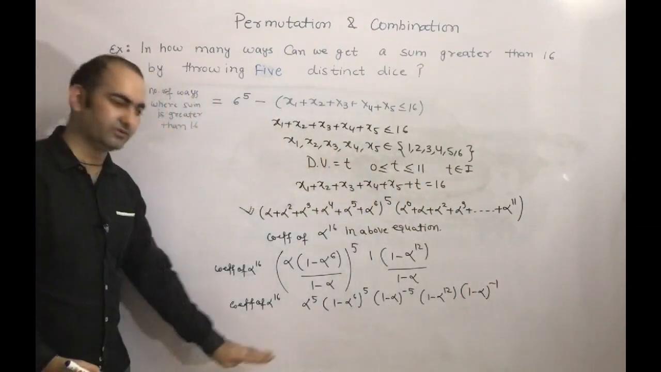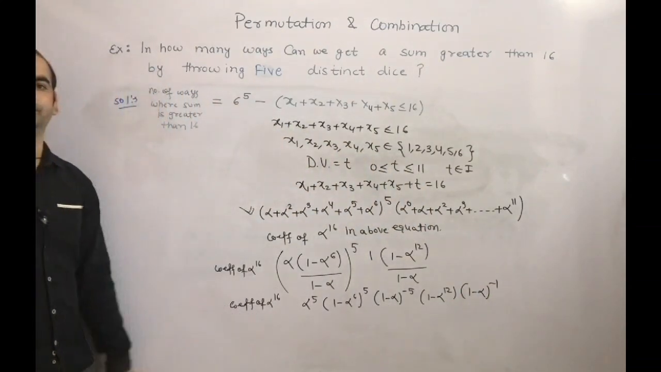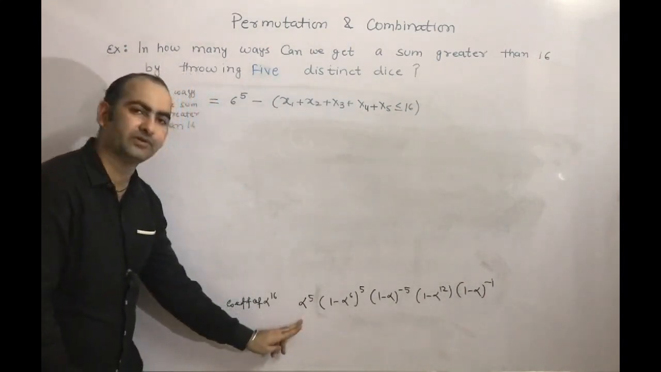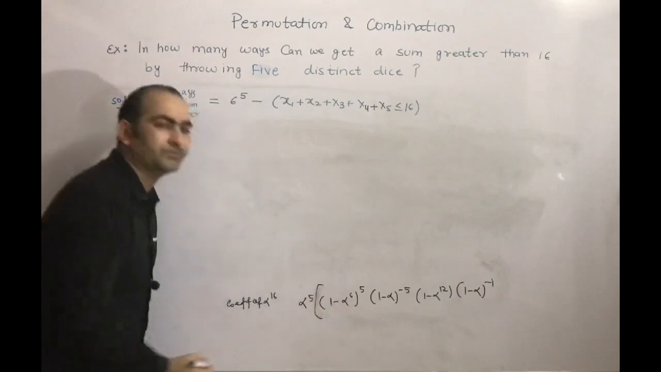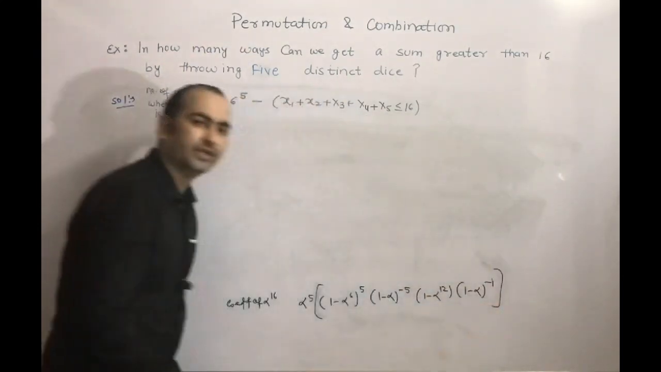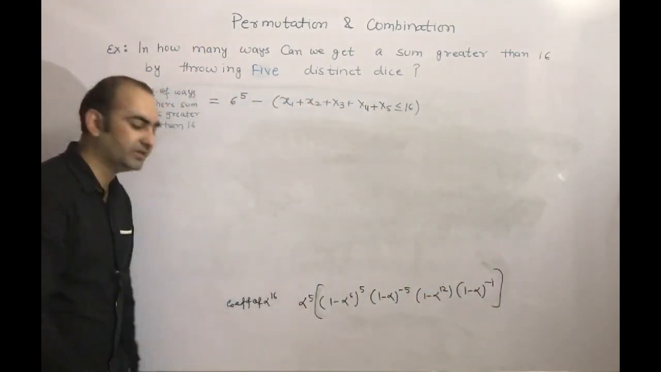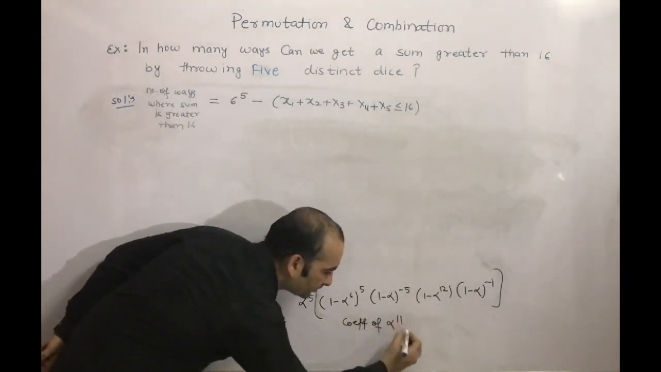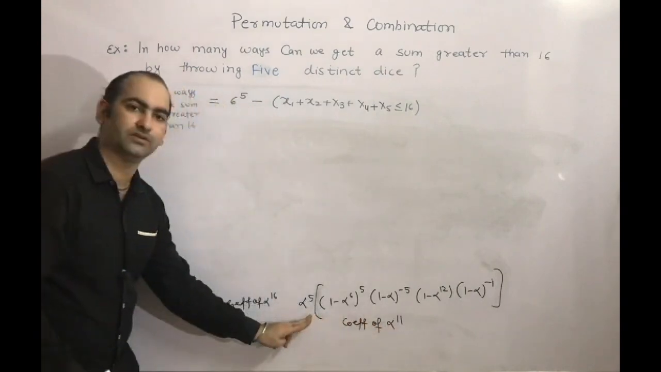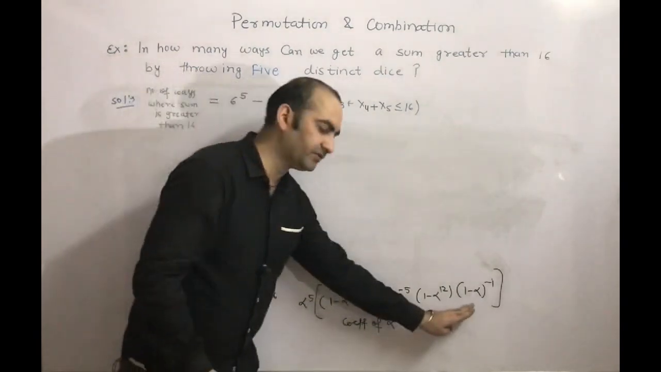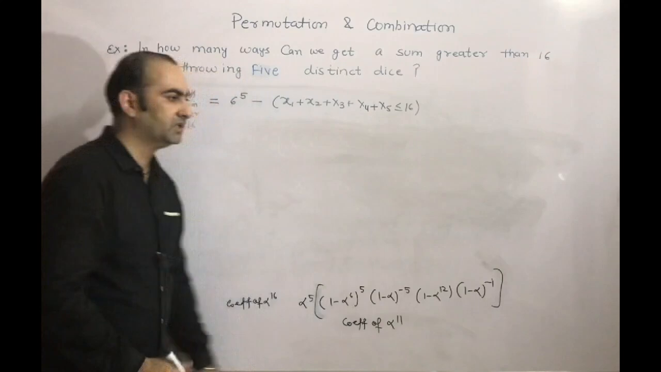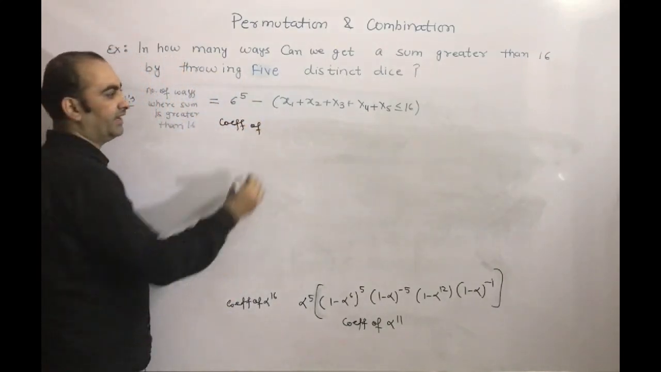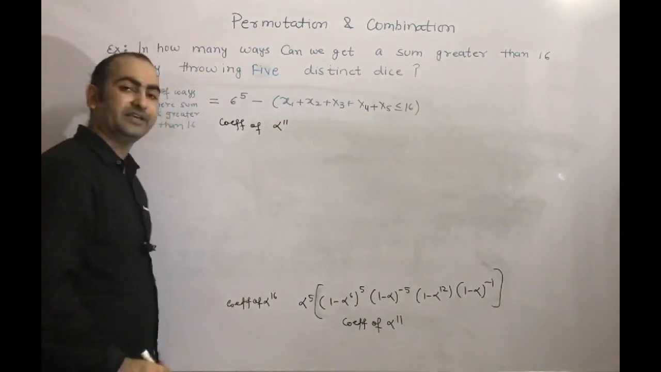So in this equation we want the coefficient of alpha power 16. Here we have alpha power 5. That means from here we have to find the coefficient of 16 minus 5, that is 11. So we have to find the coefficient of alpha power 11, because 11 plus 5 is 16. So in this equation we have to find the coefficient of alpha power 11.